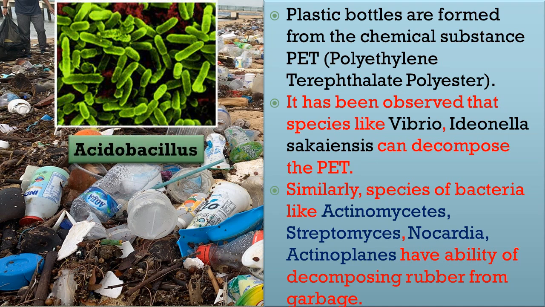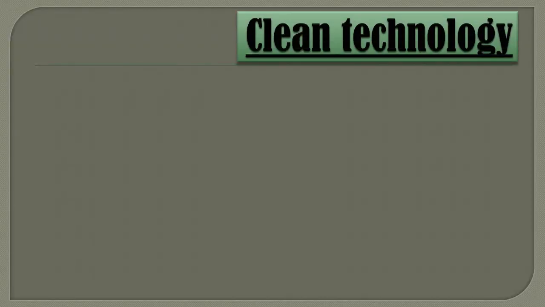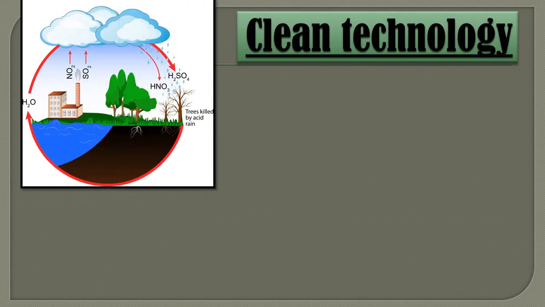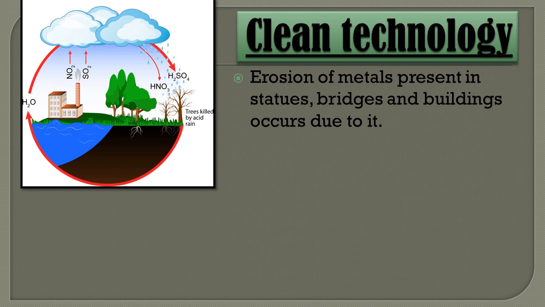So this is a picture of acidobacillus. Now next, sulphuric acid is present in acid rain and materials coming out of mines. You know that erosion of metal present in statues, bridges and buildings occurs due to it. Erosion means the destruction of statues, bridges, and buildings due to natural forces like water, rain, acid rain.